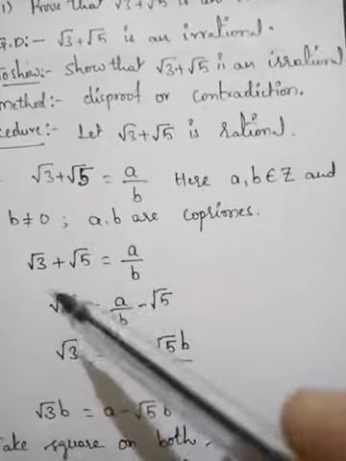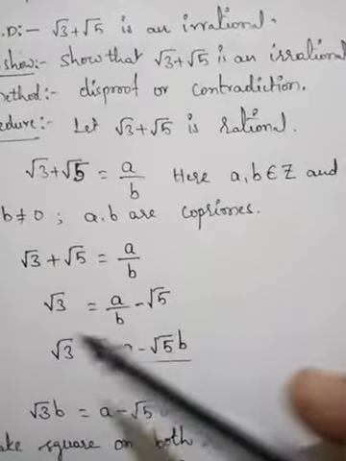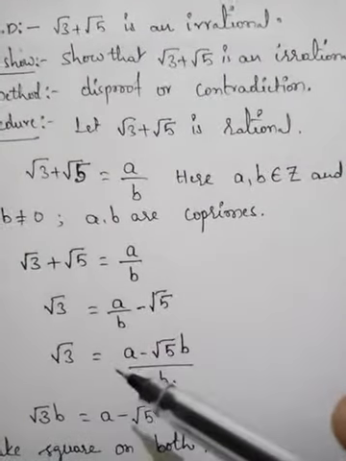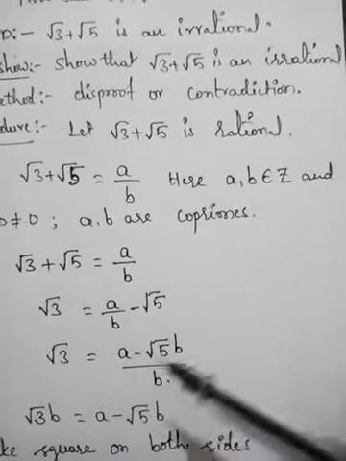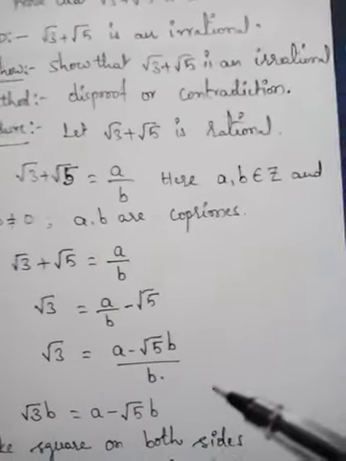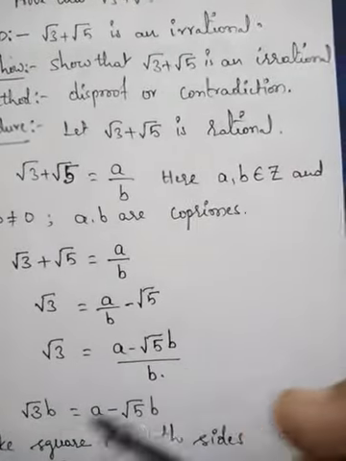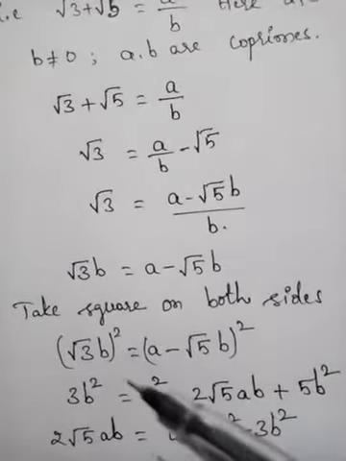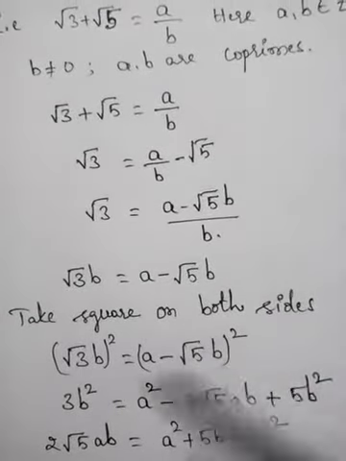Here root 3 plus root 5 is equal to a by b. Just transpose either root 3 or root 5. I transpose root 5 only. Root 3 is equal to a by b minus root 5. Root 3 is equal to a minus root 5b by taking the LCM, whole by b. Now taking cross multiplication, it becomes root 3 into b. Root 3b is equal to a minus root 5b. Take square on both sides, it becomes root 3b whole square is equal to a minus root 5b whole square.